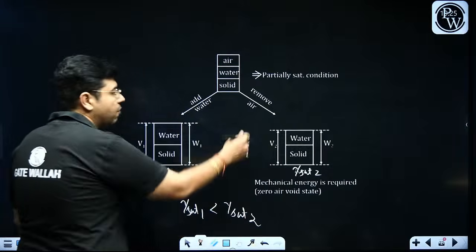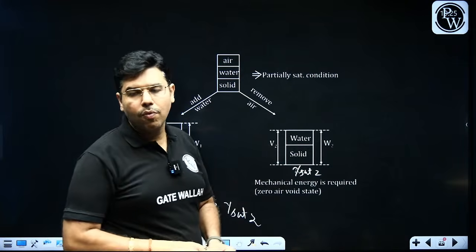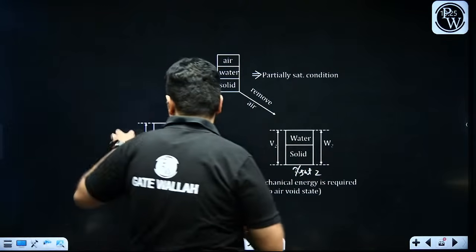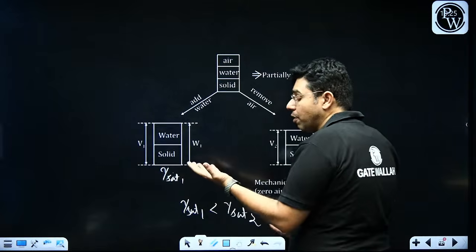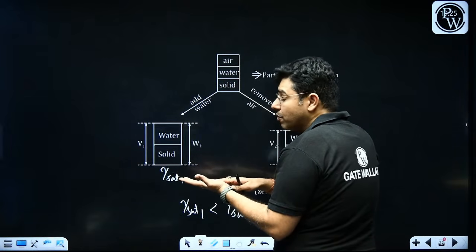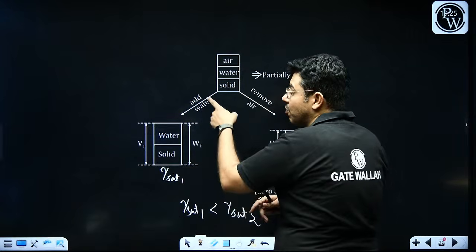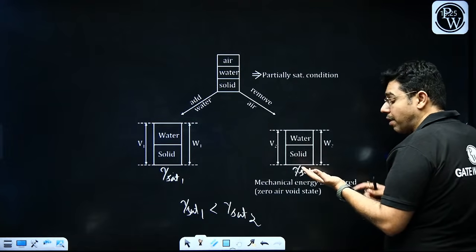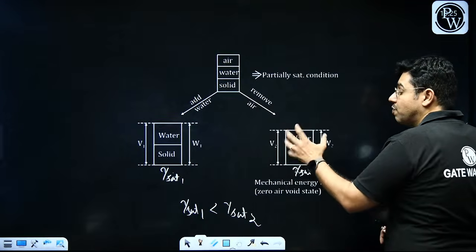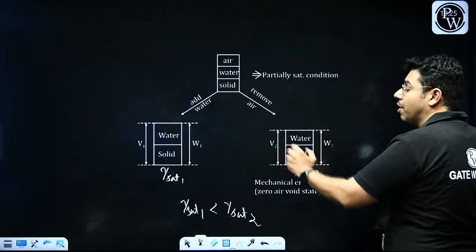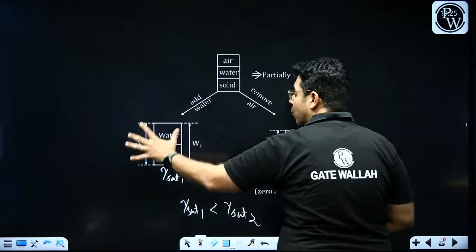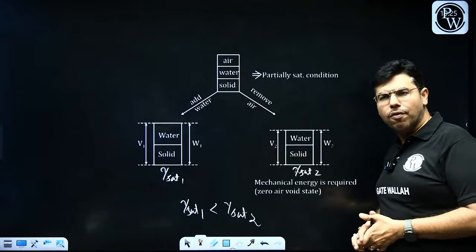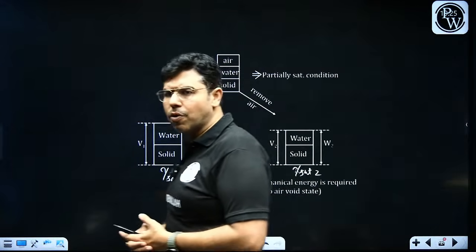Why? When you are removing the air here, what is happening? If you take 1 meter cube of soil from the first condition, you will find that solids are less and water is more, because you have added excess water. Here you have not added water. So if you take 1 meter cube of soil here, you will find that solids are more and water is less. Means 1 meter cube of soil here will have more weight as compared to the 1 meter cube of soil in the other condition. So gamma sat 2 would be greater than gamma sat 1, and you can see the water content of both conditions is different. So gamma sat depends upon water content.